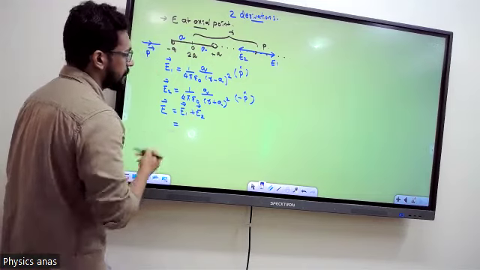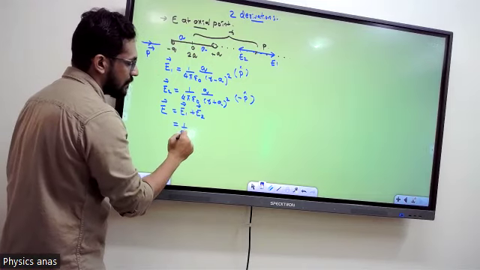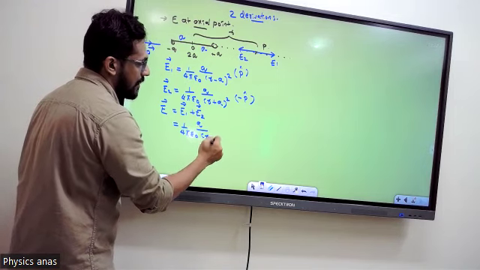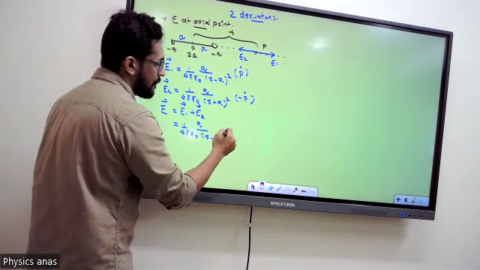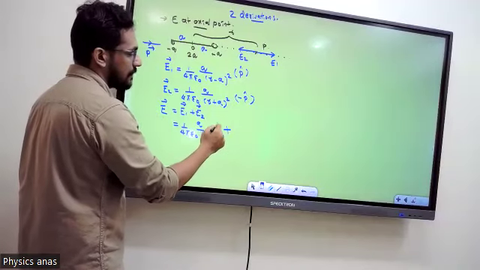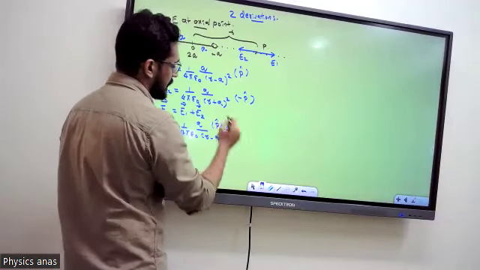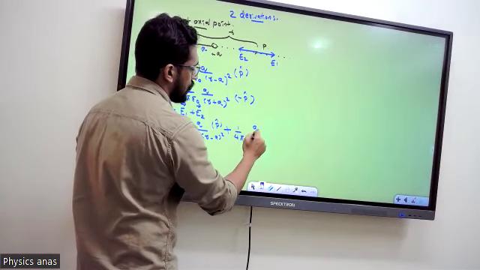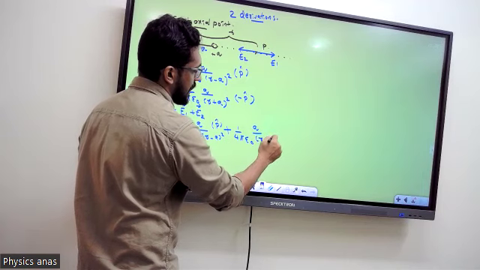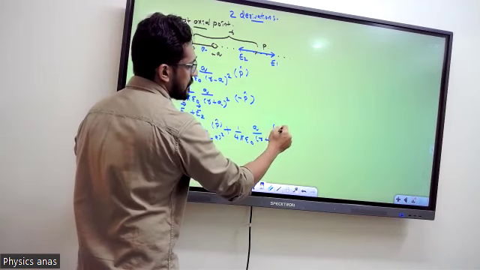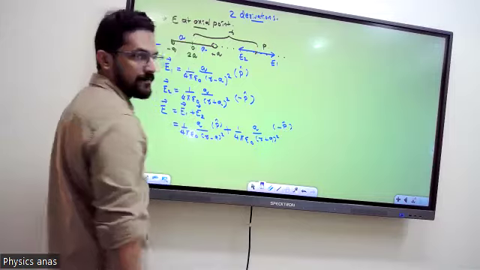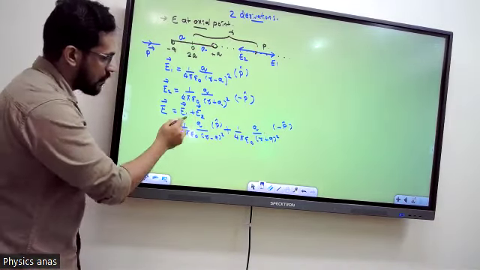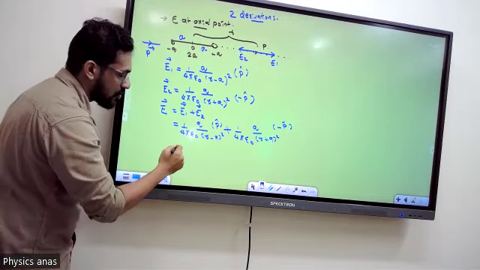What is E1? E1 is 1 by 4 pi epsilon naught, Q divided by (R minus A) the whole square, along P cap, plus E2. E2 is 1 by 4 pi epsilon naught, Q divided by (R plus A) the whole square, along minus P cap. And this minus will be coming here, and 1 by 4 pi epsilon naught Q is a common term.